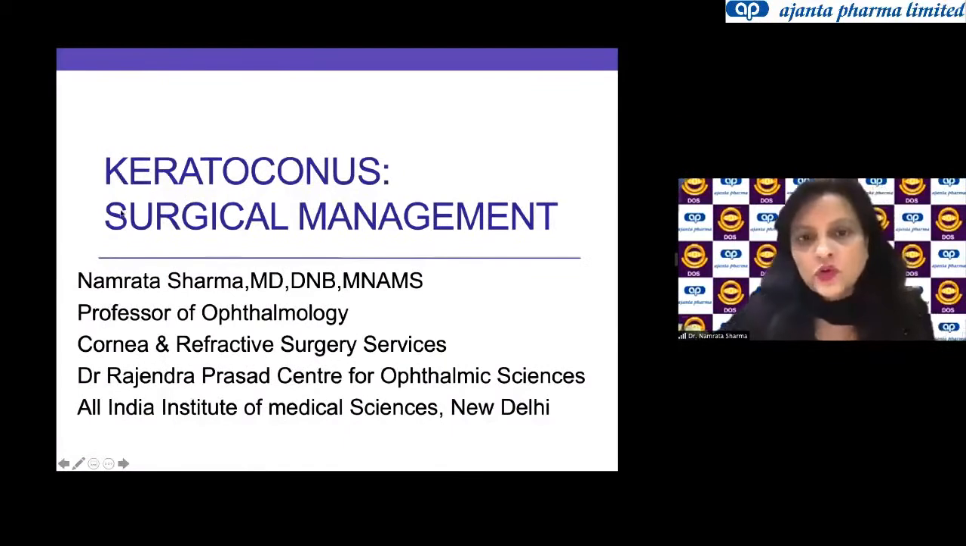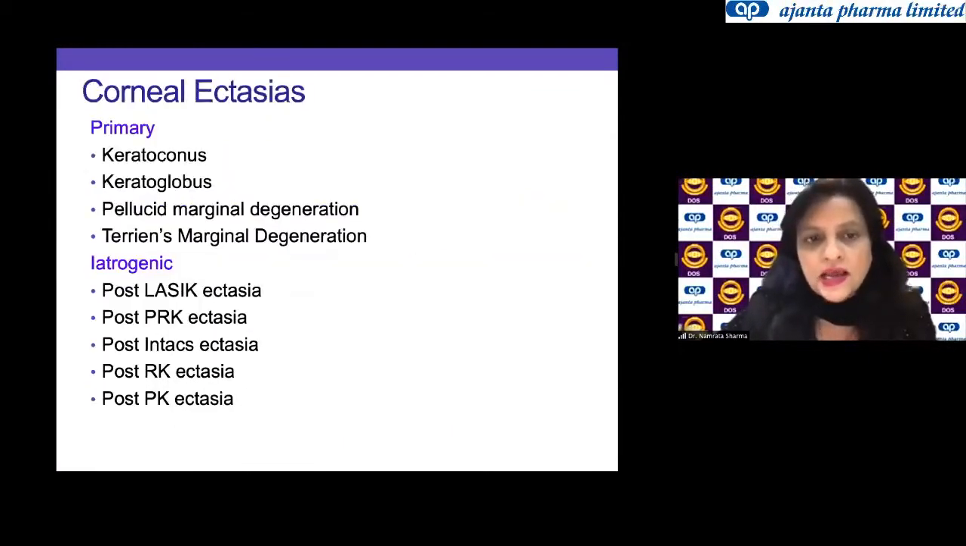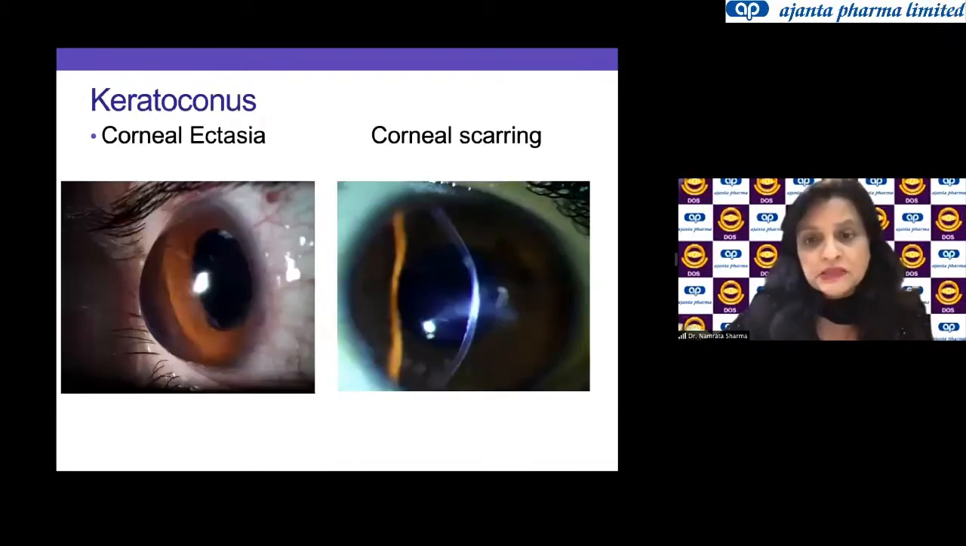So I'll be talking to you about the transplant options in cases of keratoconus. You can have primary keratoconus or you can have ectasias due to various causes, which could again be primary or could be iatrogenic after refractive surgery, or even after intacts, or even after penetrating keratoplasty.